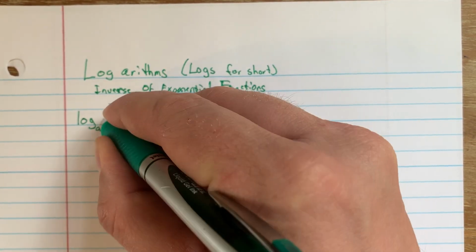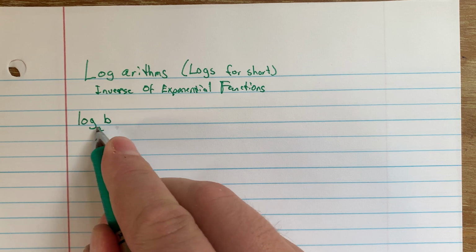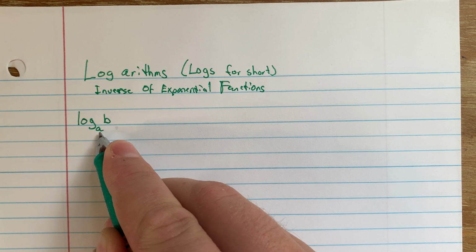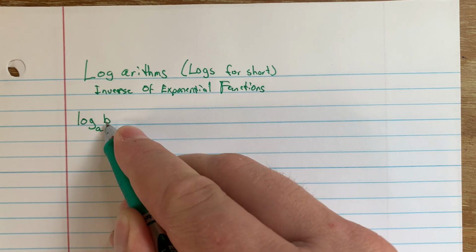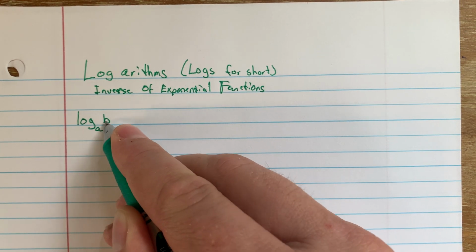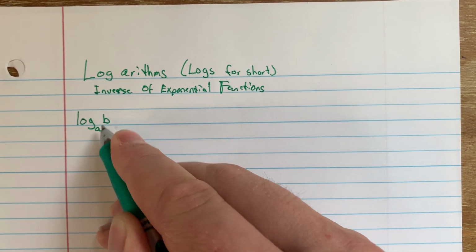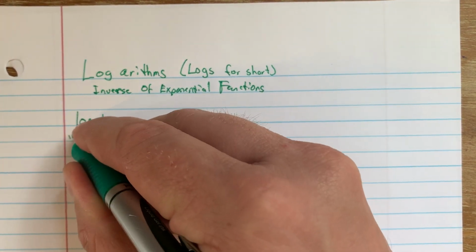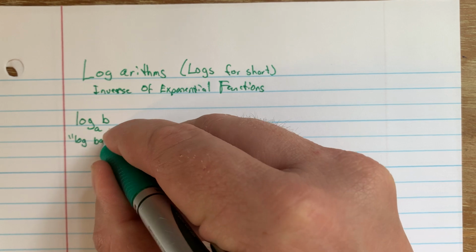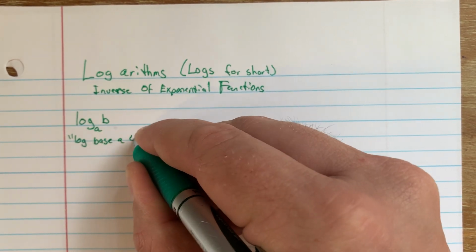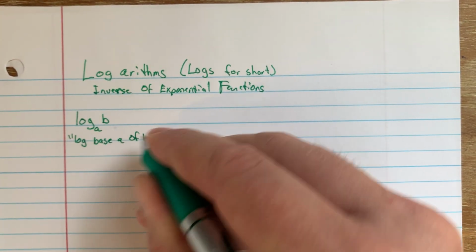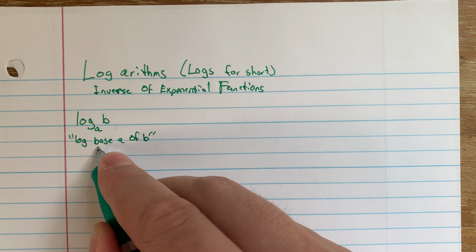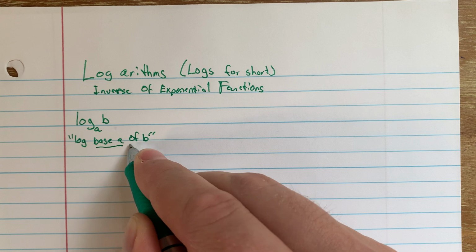So, log, the way we read this is we write log, and then you'll see there's a number lower down. That's called the base of the logarithm. And then there's a number that's the same height. It looks kind of like an exponent on a, but it's the same height as the log. This is called the argument. And the way we read this is log base a of b. So the base is a. We say log base a of b.